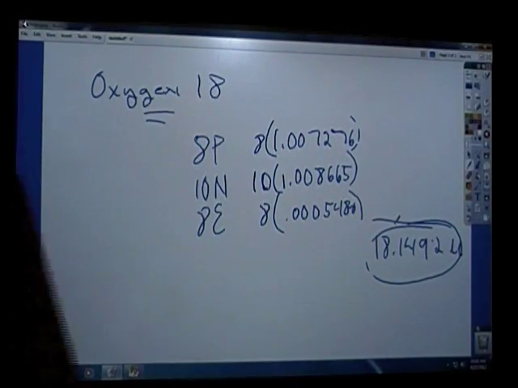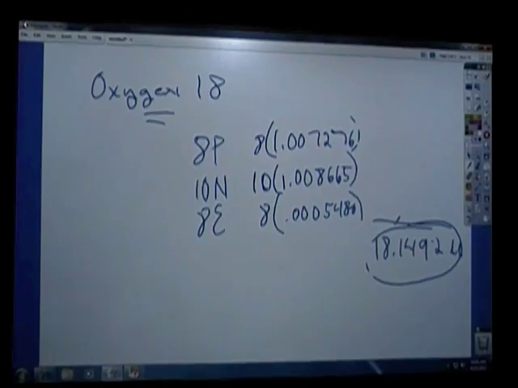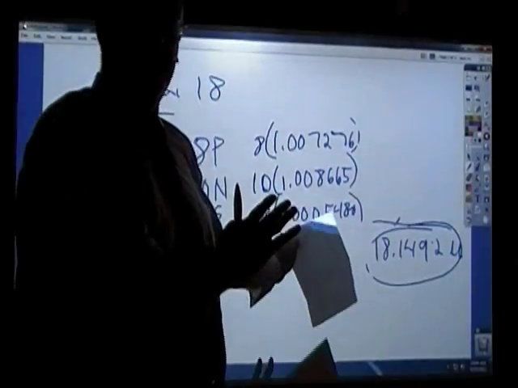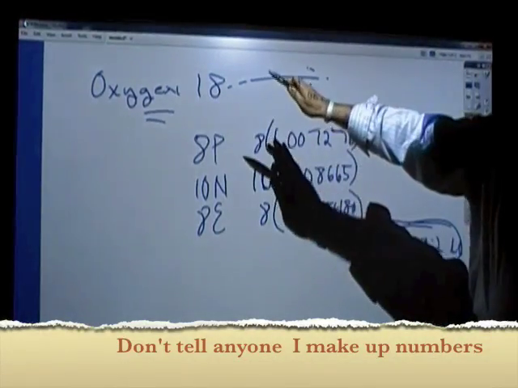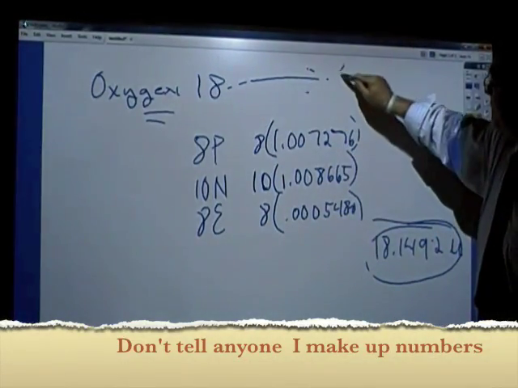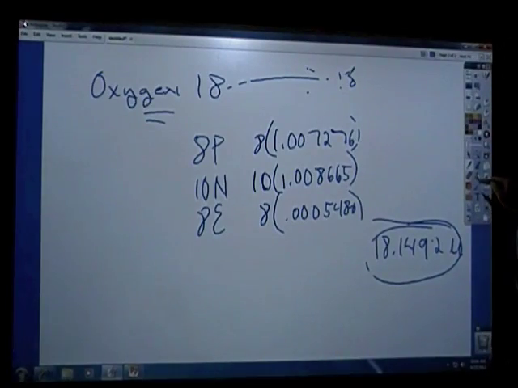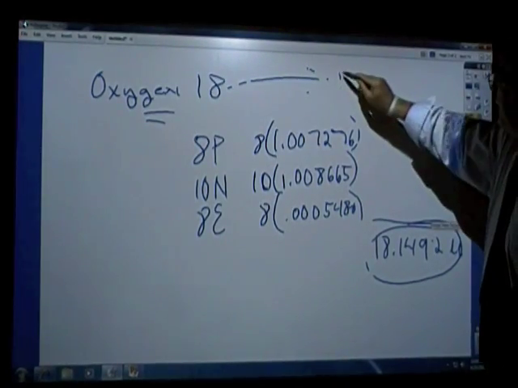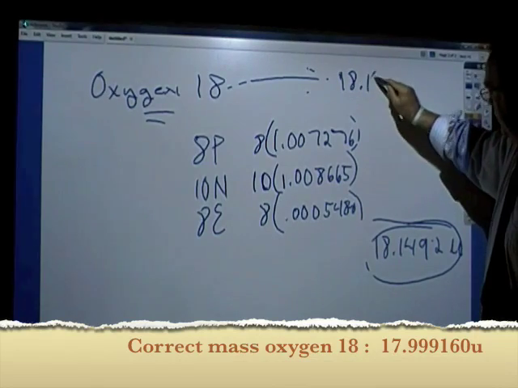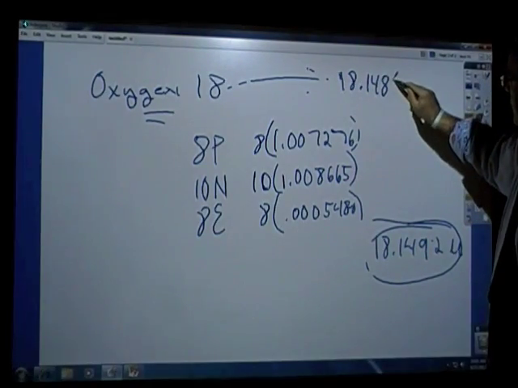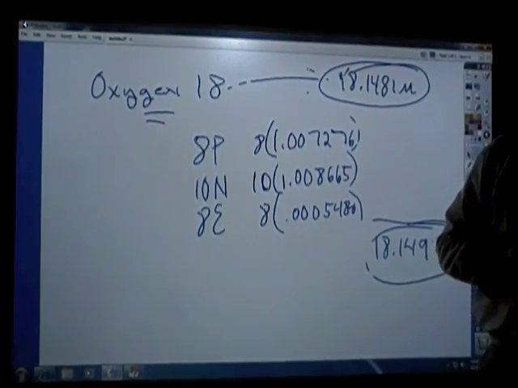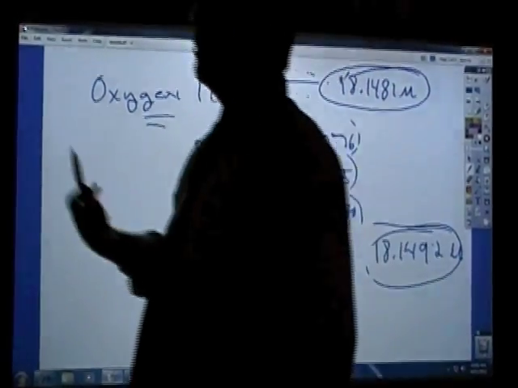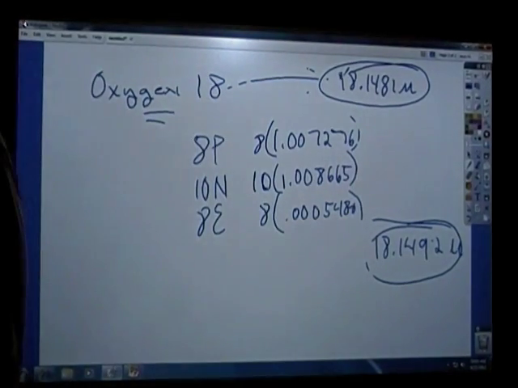Oxygen 18, more or less than 18.149? A little bit less. I'm making up a number now. I don't know what the atomic mass of oxygen 18 is; you can Google it. I'm just going to make up a number: 18.1481 atomic units. Don't hold me to that. So now, some of the mass of the components went into energy and formed oxygen 18.